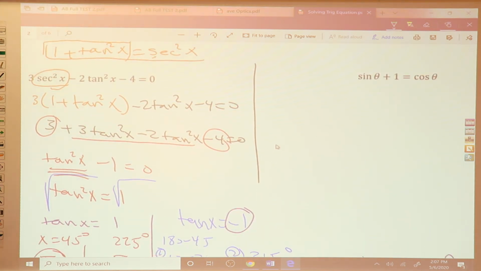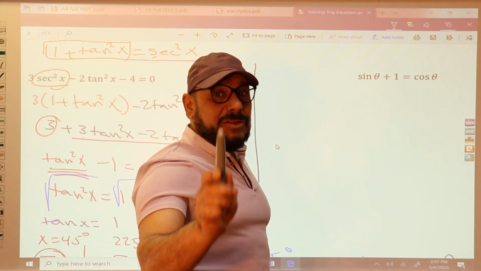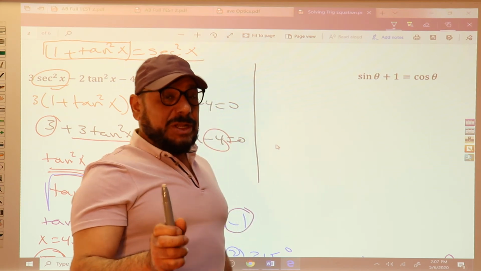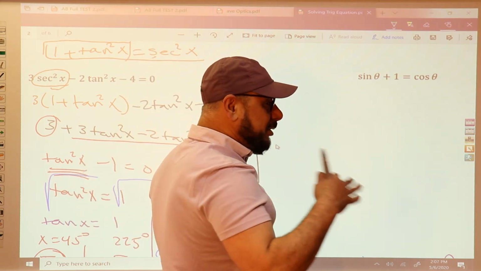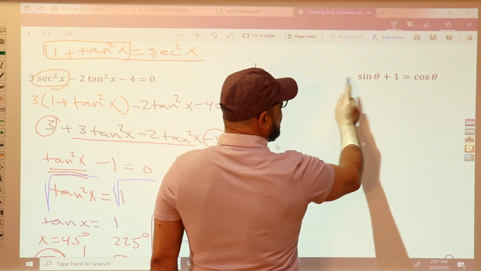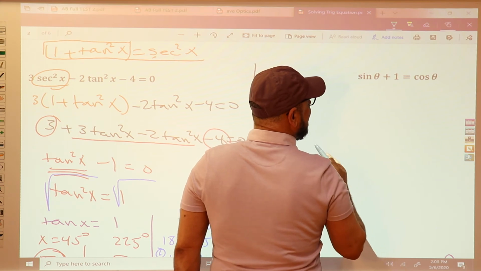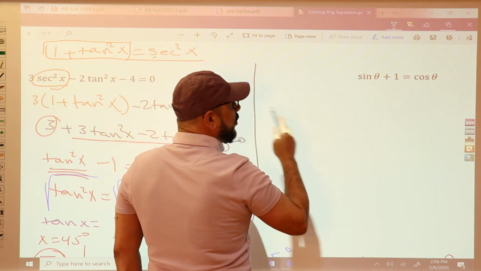Sine theta. It looks easy and simple, but I can't solve it. I have sine theta and cosine theta. I'm going to start this problem, but I will not finish it today. I'm going to leave it for you to try and think about. Next time I'm going to finish it. You can't have both sine and cosine, so it has to be either sine or cosine.